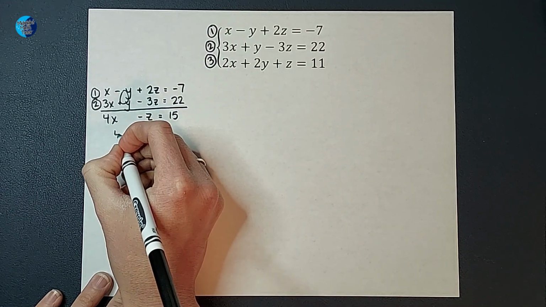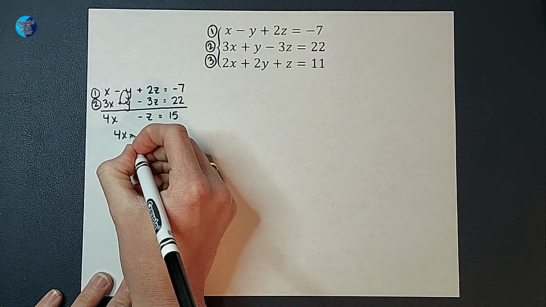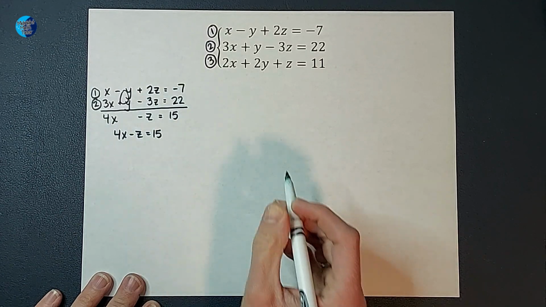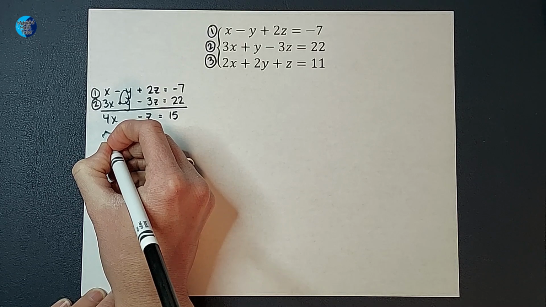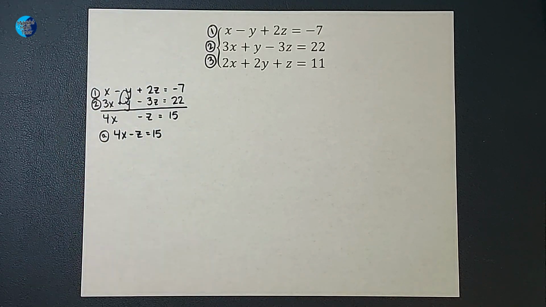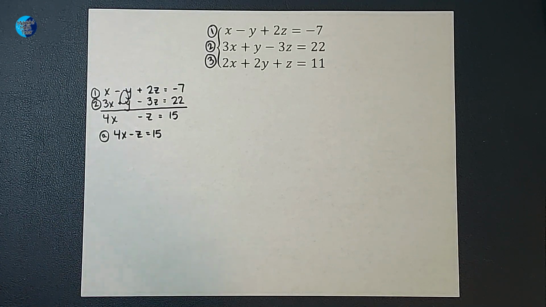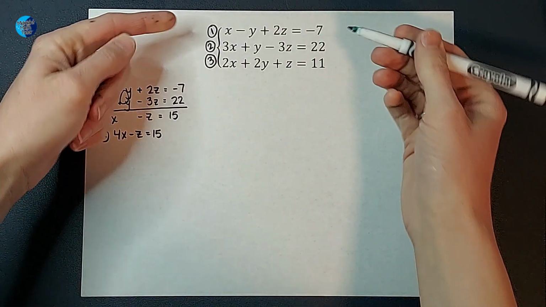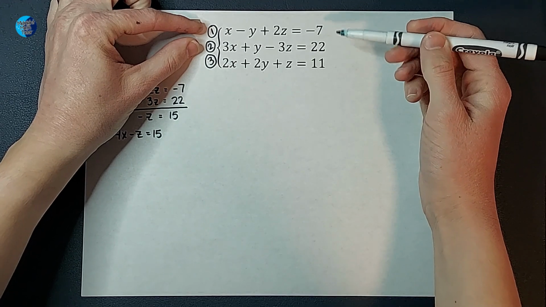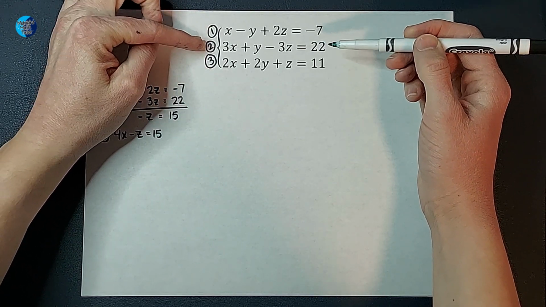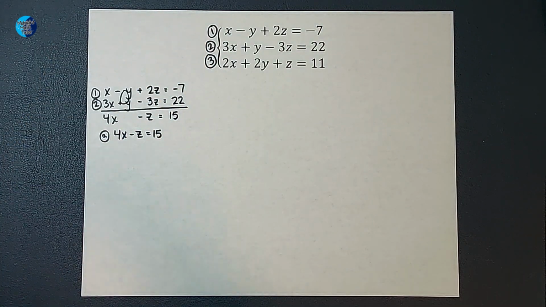All right, I'm just going to rewrite this without that big space where the y was. So I've got 4x minus z equals 15. And I'm going to name this, you probably guessed it, A. All right, so I got rid of a y, so I only have x's and z's left. Now I'm going to do that again. I just can't do it again with 1 and 2 because I already did it with 1 and 2, right? So I can either do it with 1 and 3 or 2 and 3. Use those equations to get rid of y again.